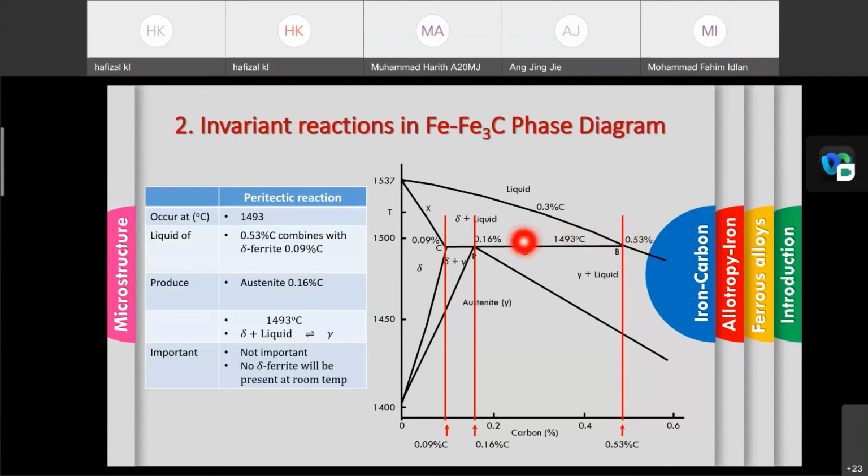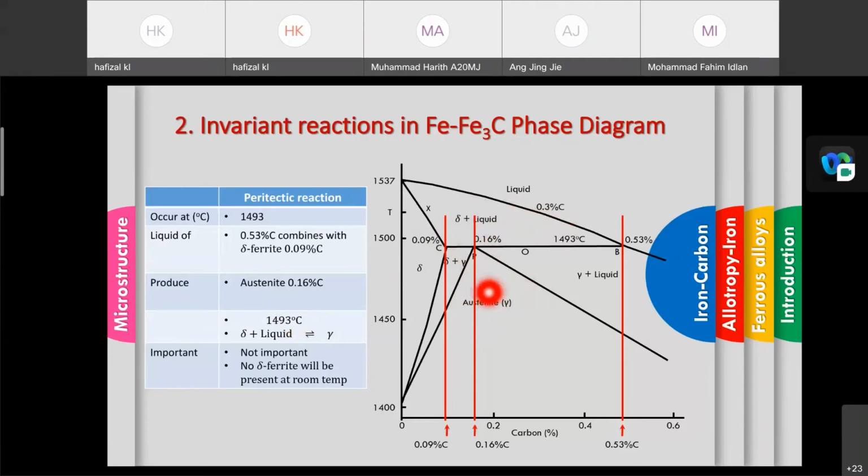0.53%. And looking at the other compositions of carbon, in this area we have the delta ferrite, with a composition of 0.09% carbon. We also have this point where the austenite forms at 0.1 C. So at this point, the delta and liquid transform to austenite, which is called a peritectic reaction at 1493.